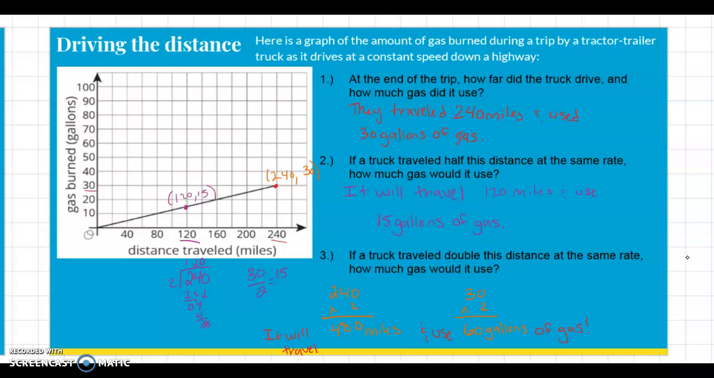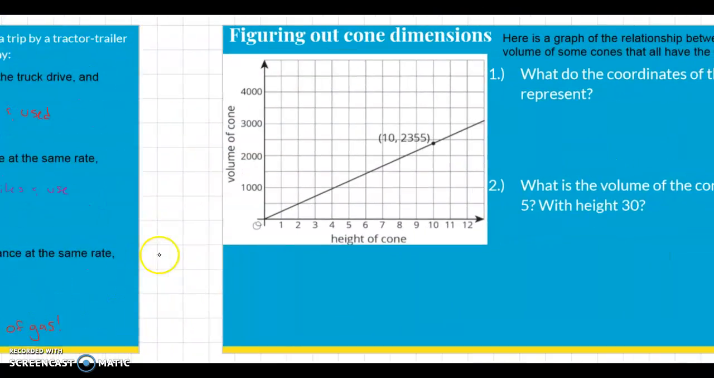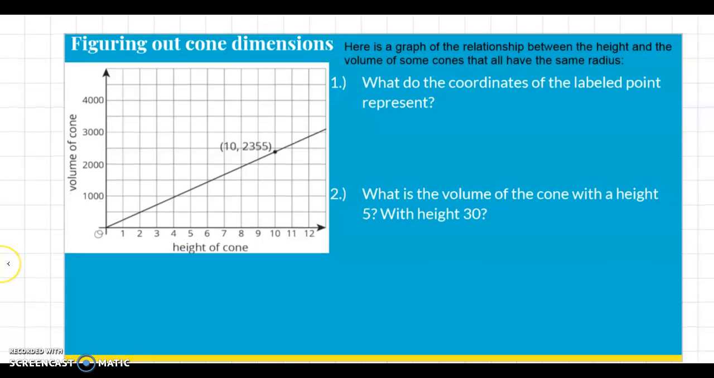So now let's look at cones and volumes of them, because that was kind of a review from the functions part of our unit. So here's a graph of the relationship between the height and the volume of some cones that have the same radius. What do the coordinates of the labeled point represent? So I'm going to look at this labeled point here and see what it represents. Well, the 10 is the height, and the 2,355 is the volume.